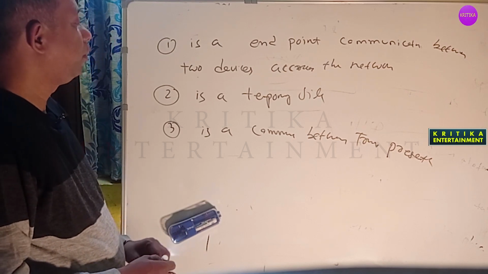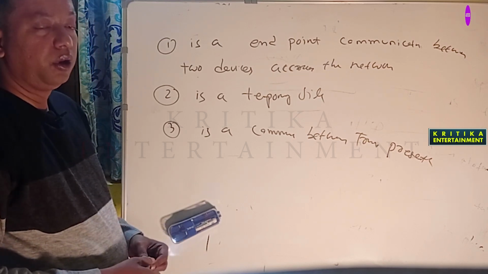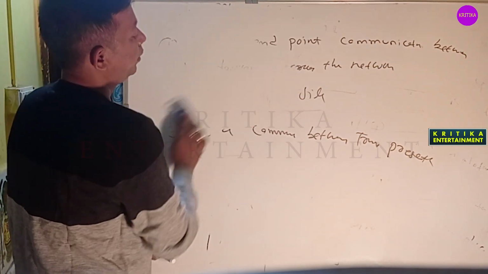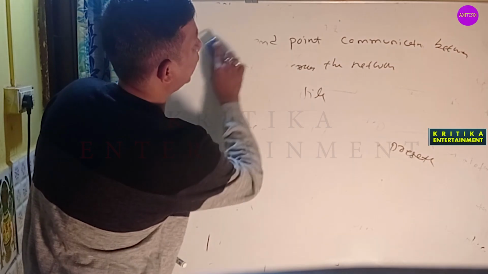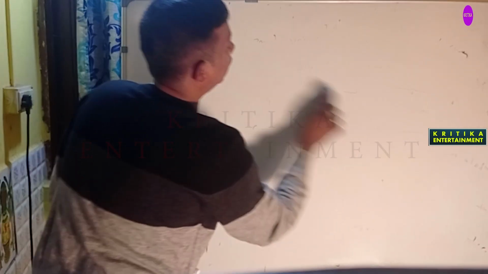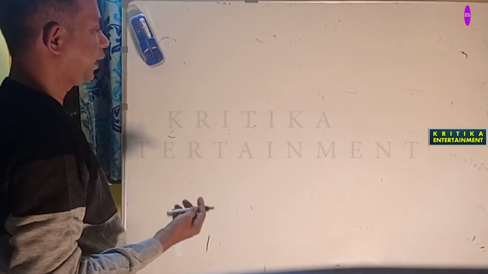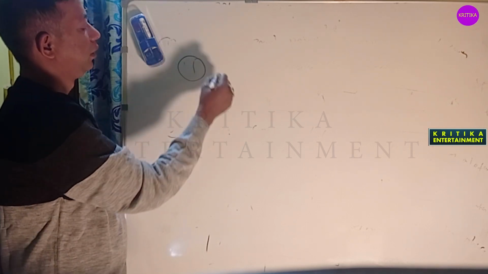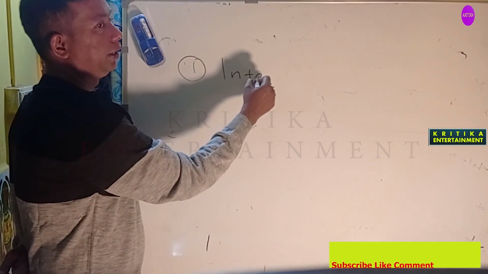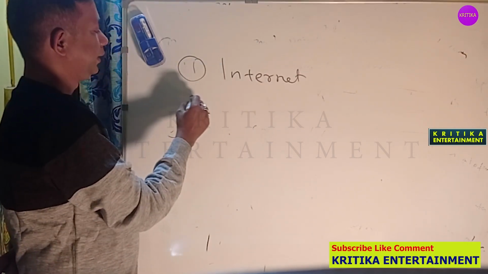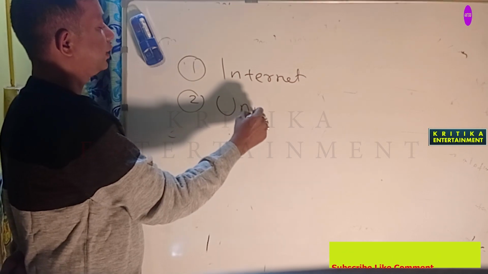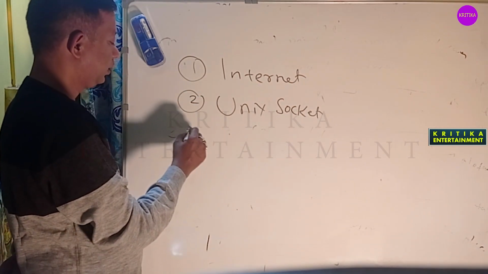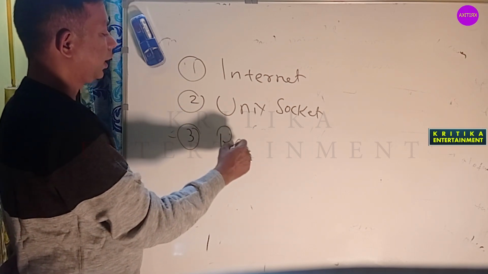So now I will tell you how many types of sockets there are. First is the internet socket, second is the unix socket, third is the raw socket.